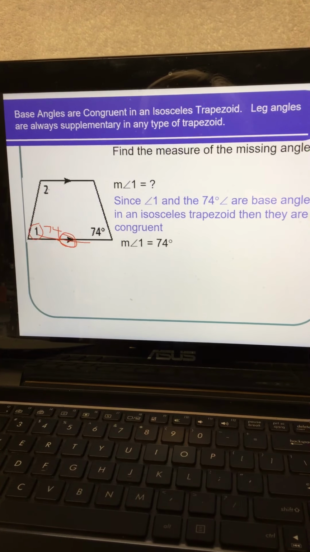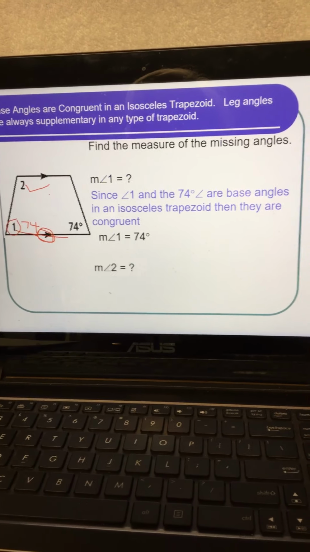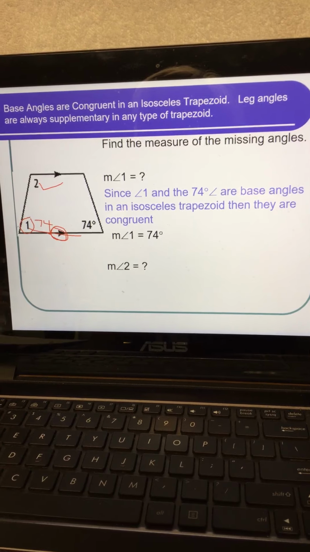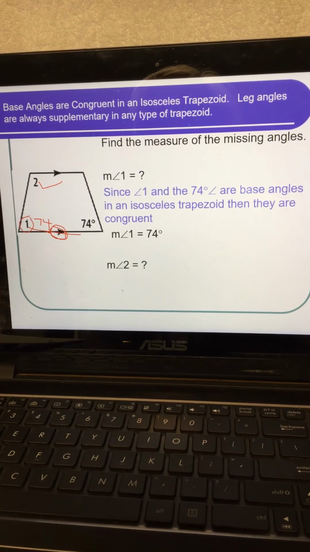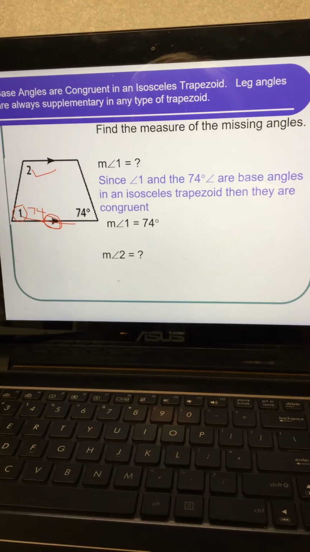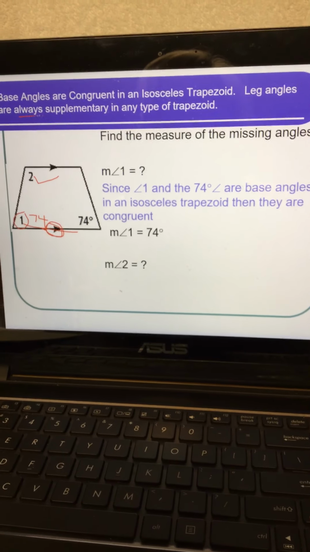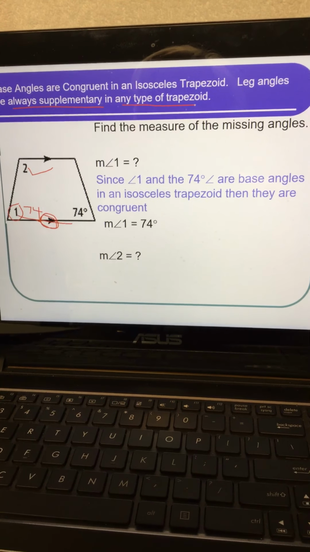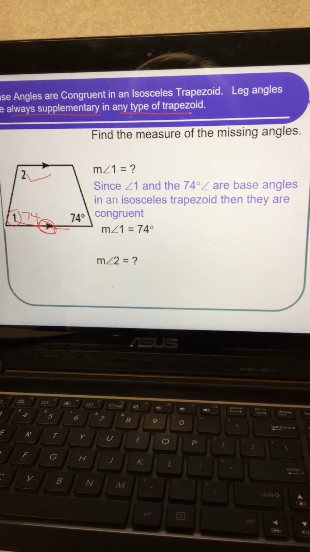Now I need to find the measure of this angle 2 up here. What will that be? Well, now y'all, they are not sharing a base. They are not base angles. There's no parallel marking here. So these are the leg angles. And remember, we said that leg angles are always supplementary in any type of trapezoid.